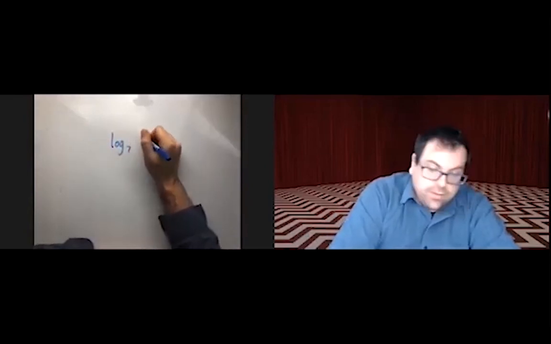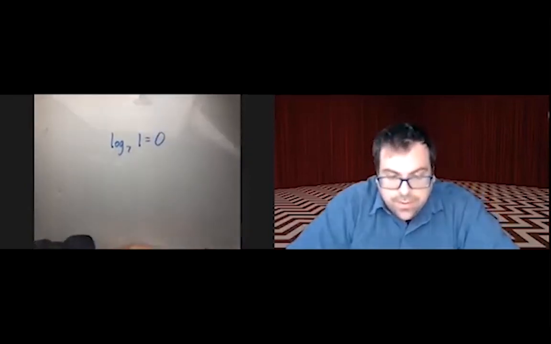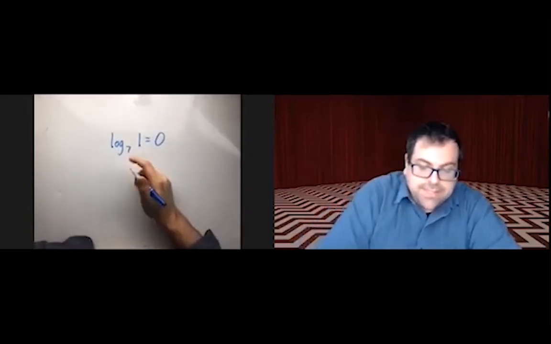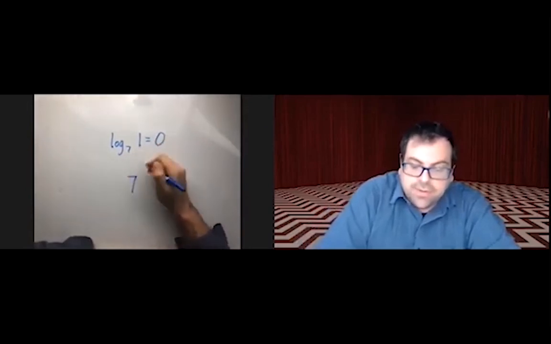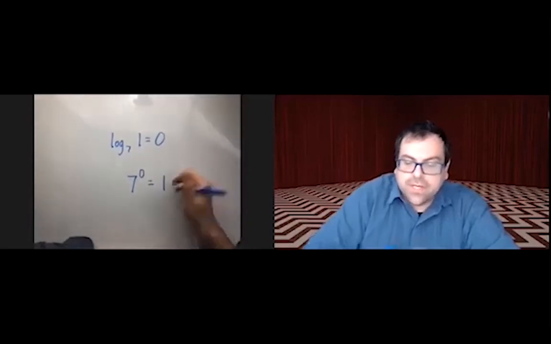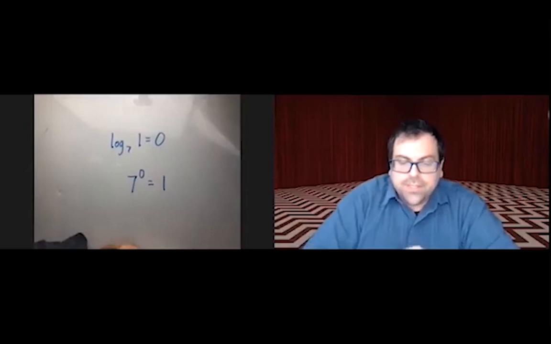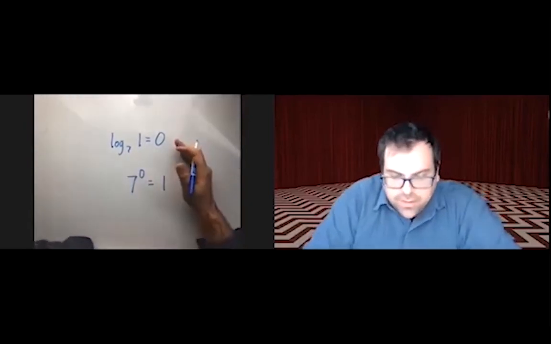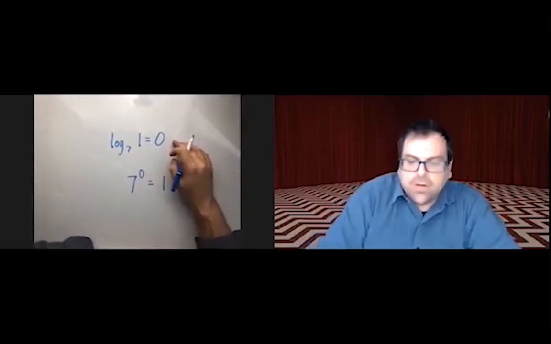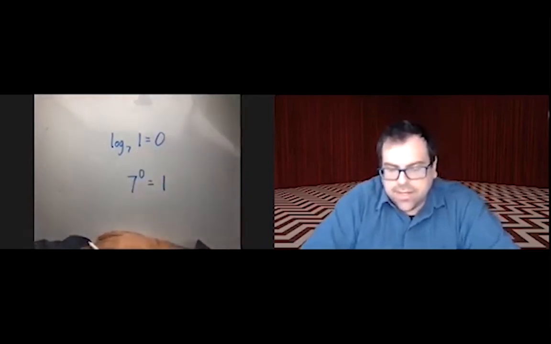Base 7 log of 1 equals 0. The base is 7. A logarithm is an exponent, 0. Anything to the 0 power is 1. The argument is 1. So the log of 1 is always going to be 0 because 0 is the exponent that will raise any base to the number 1.